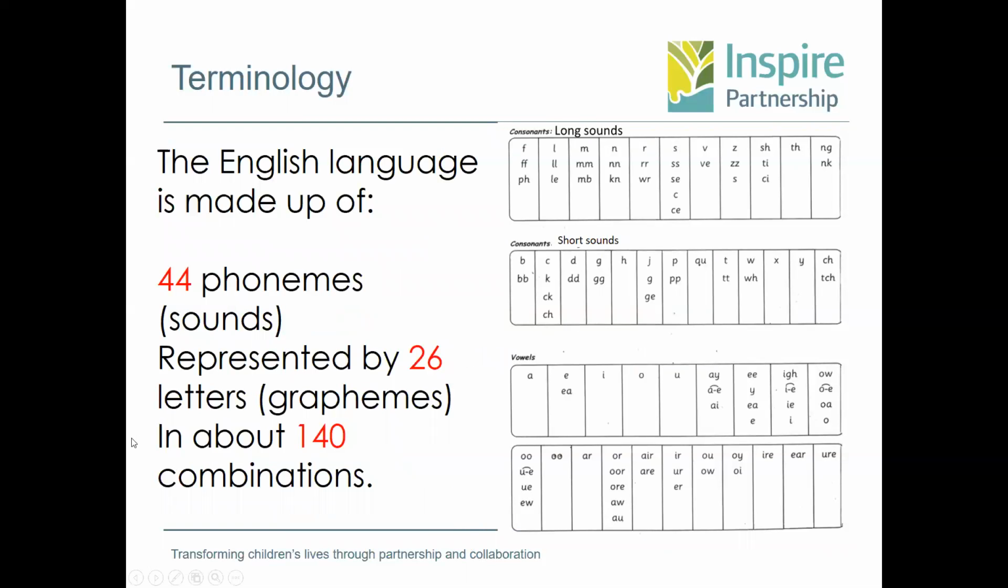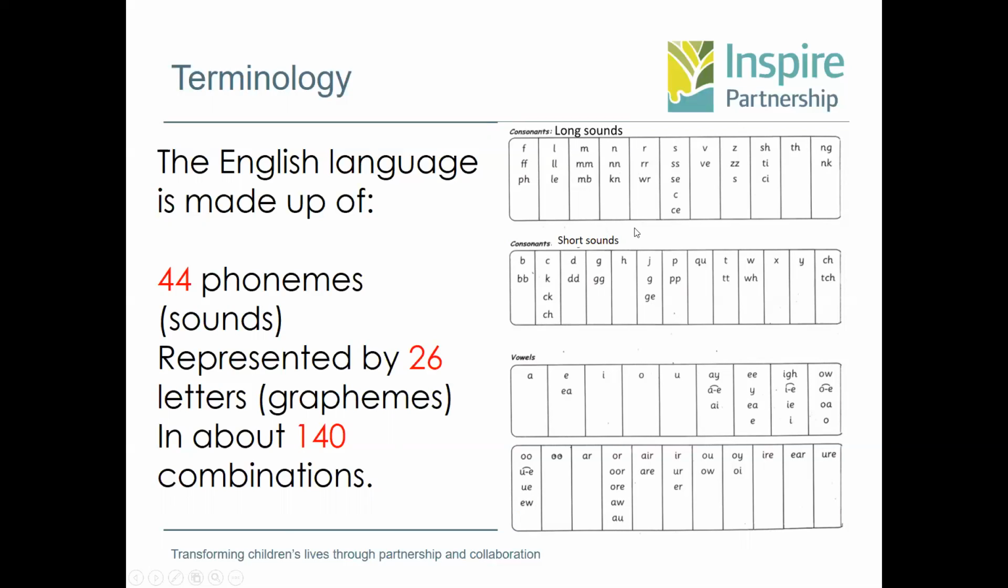So the English language is made up of 44 phonemes, that's referred to as sounds earlier, represented by 26 letters. These are graphemes in about 140 combinations. So you can see how spelling can get tricky when you look at all of these combinations. When you look at them in graphs such as this, it makes you think of all the sound patterns that you've already learned that have the same phoneme but look totally different. Separate graphemes used for the same sounds.